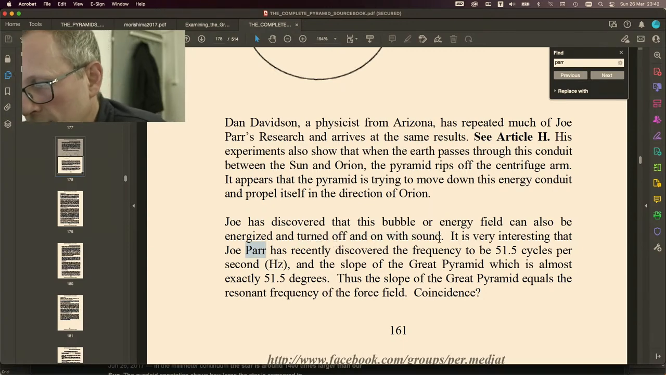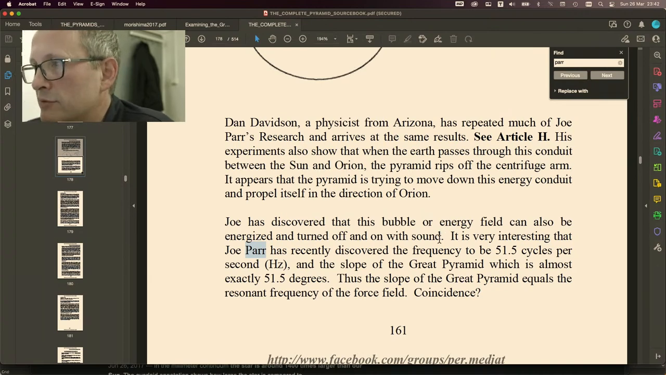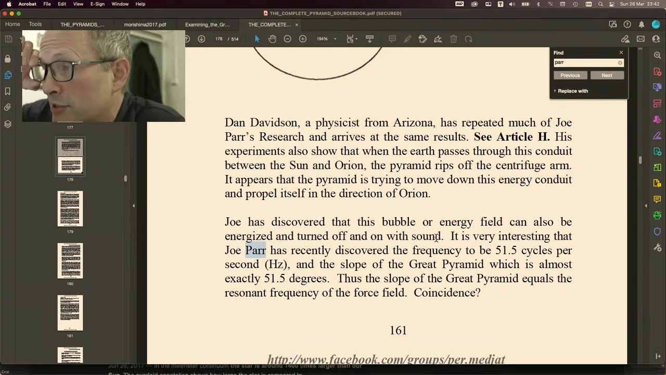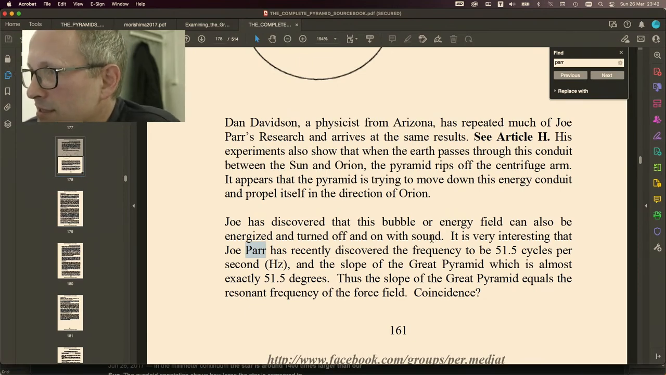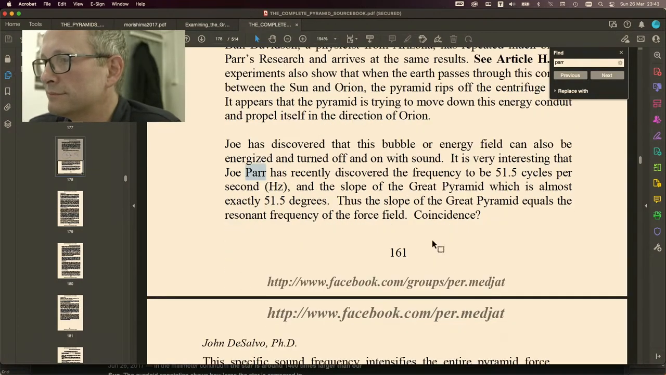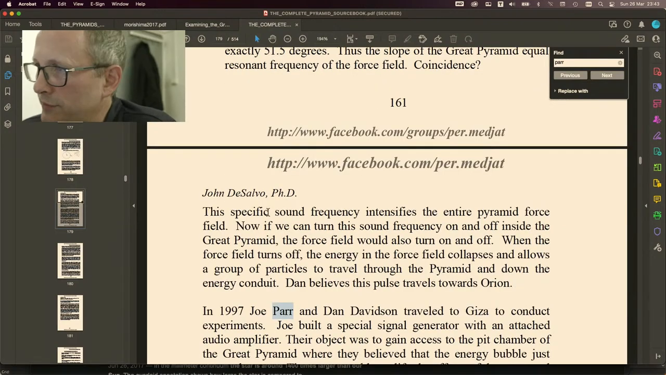Why? Because sound causes ion acoustic waves. Because sound causes shearing forces. Because sound causes turbulence. And when you have these structures in turbulence, you get the formation of these vortex and anti-vortex pairs, as you see in the free body of Suhas-Ralkar fluid, and as you see in the free gas. You see the same structures forming. This specific sound frequency intensifies the entire pyramid force field.